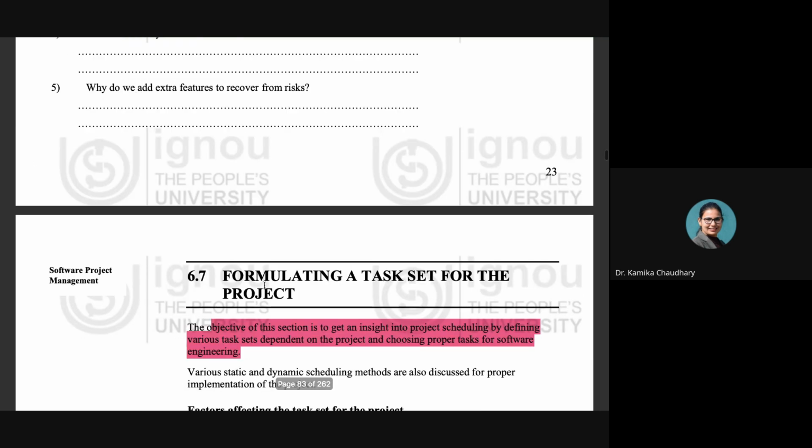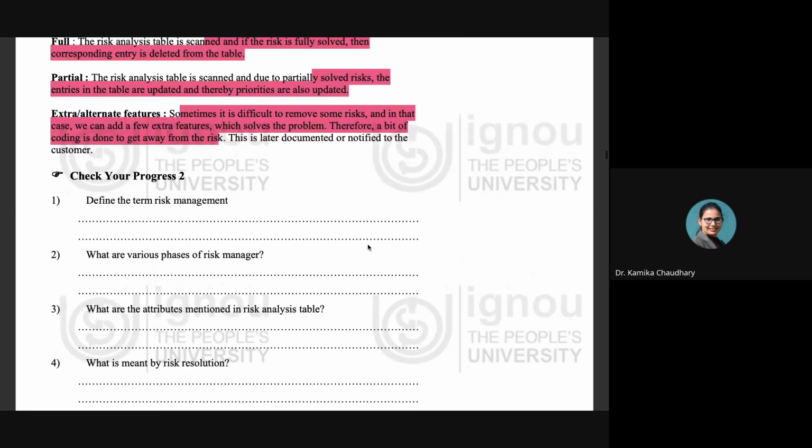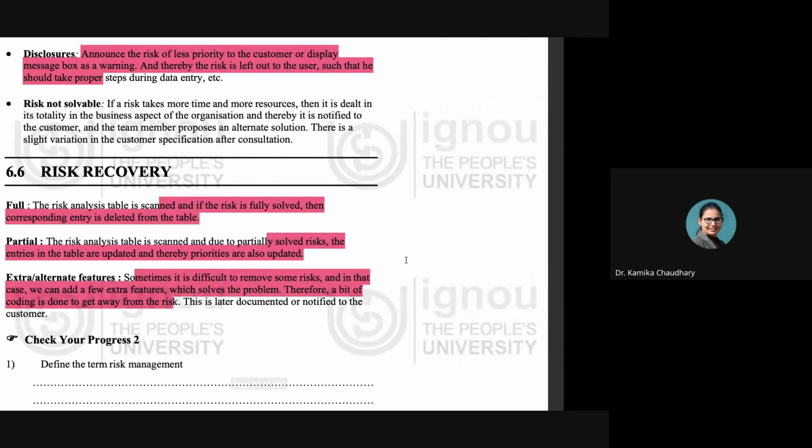Next is formulating a task set for the project. I think we are going to discuss it in our next class.